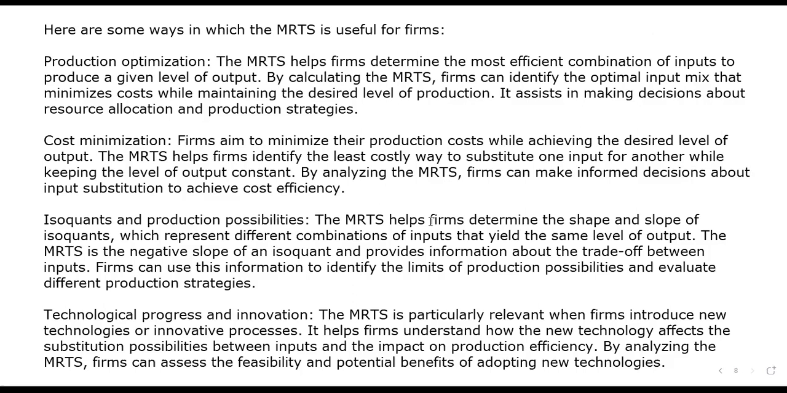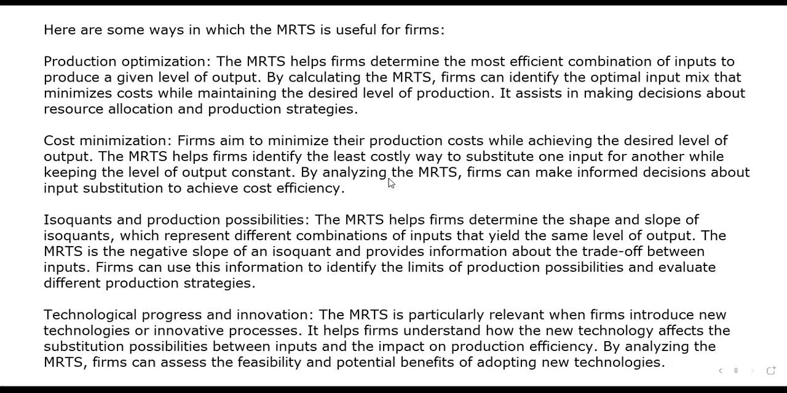Then isoquant and the production possibility. So MRTS will help firms determine the shape and slope of the isoquants, which represent different combinations of inputs that will yield the same output. So when MRTS is negative along an isoquant, it gives the information that the trade-off between the inputs is inverse. So this information will be useful in identifying the limits of production possibilities and to evaluate the different production strategies.